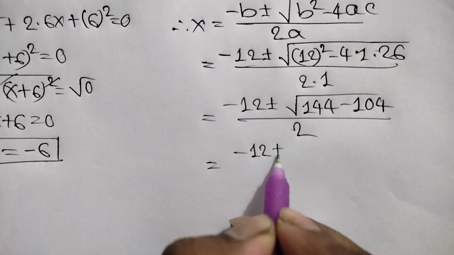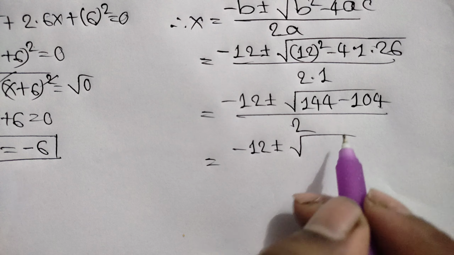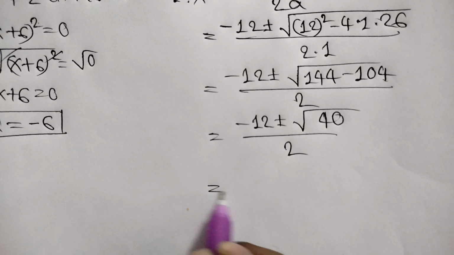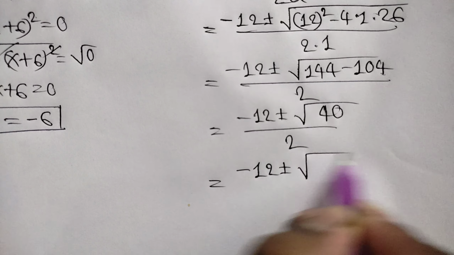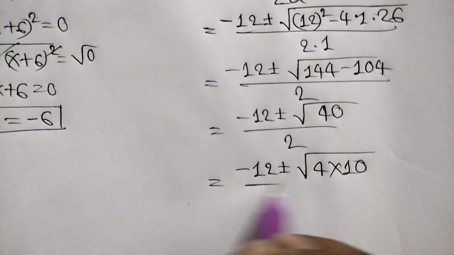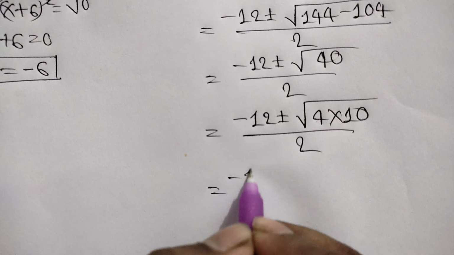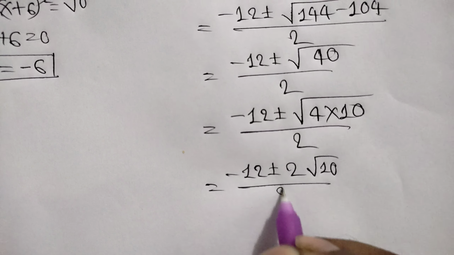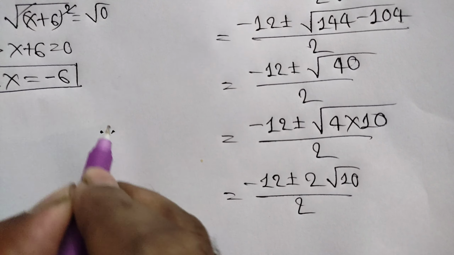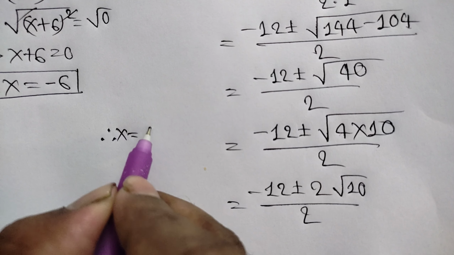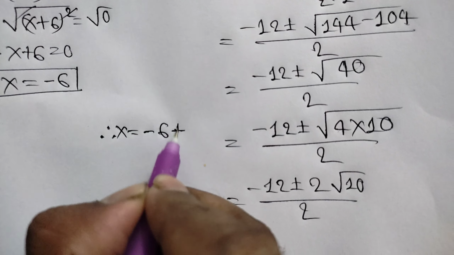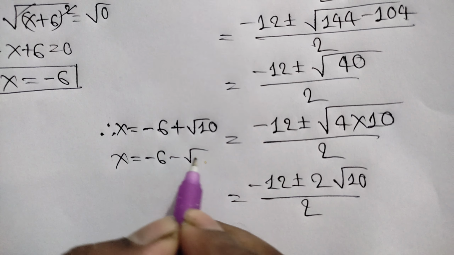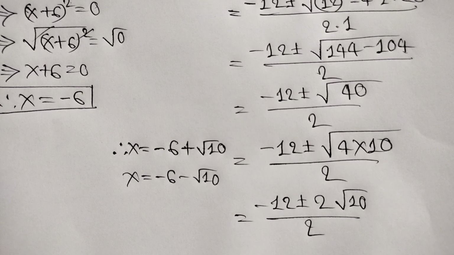Is equal to minus 12 plus or minus the square root of 144 minus 104, that is 40, over 2, is equal to minus 12 plus or minus the square root of 40, which can be written as 4 times 10, over 2, is equal to minus 12 plus or minus the square root of 4, that is 2, square root of 10 over 2. There are two values of x, so we can write x is equal to minus 6 plus square root of 10 and x is equal to minus 6 minus square root of 10. So there are totally three values of x.